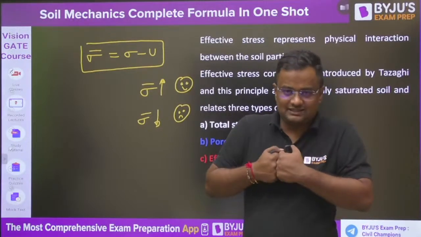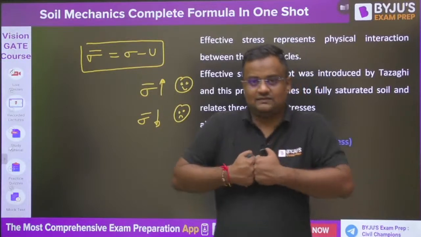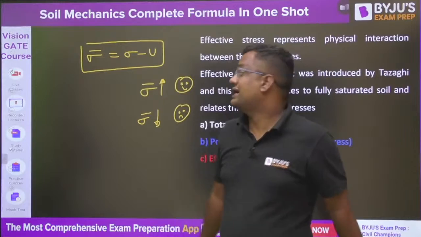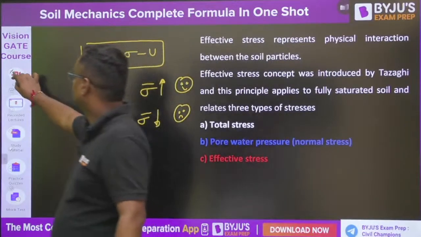If the contact pressure from two particles is less, if the contact is not much, then easily it can be a shear failure. Now what happens in the rainy season?